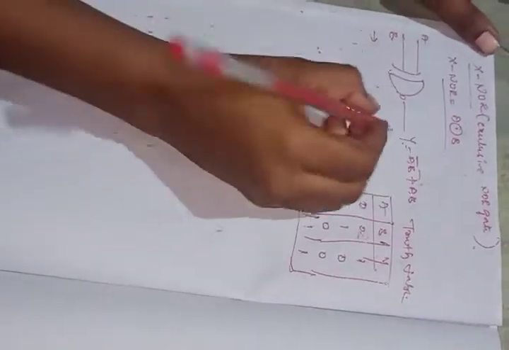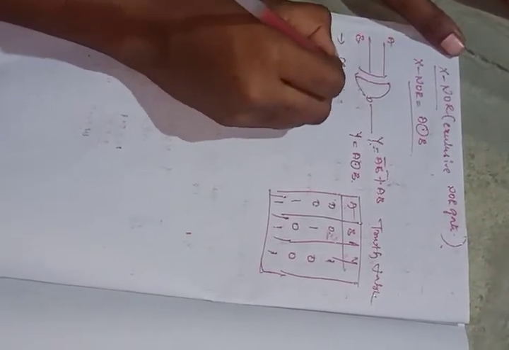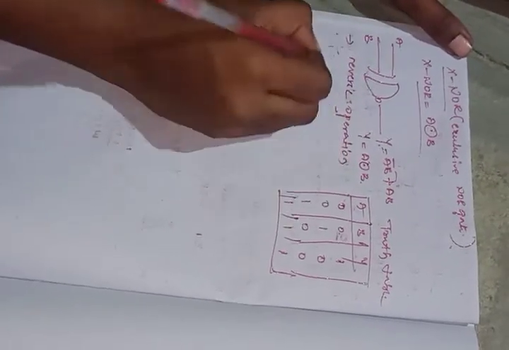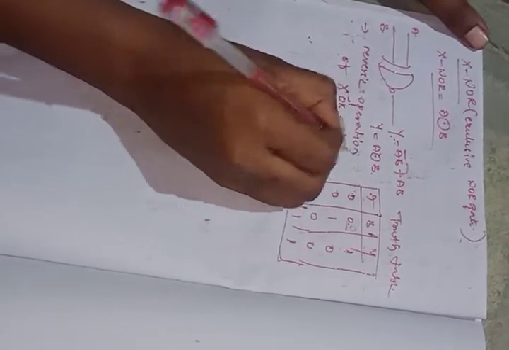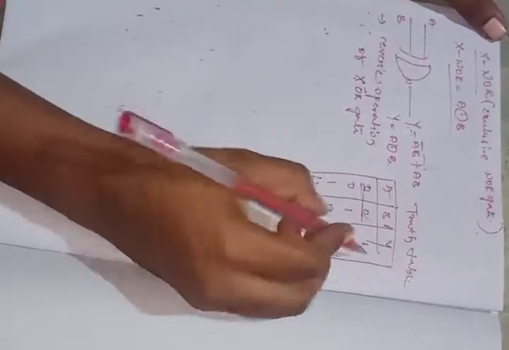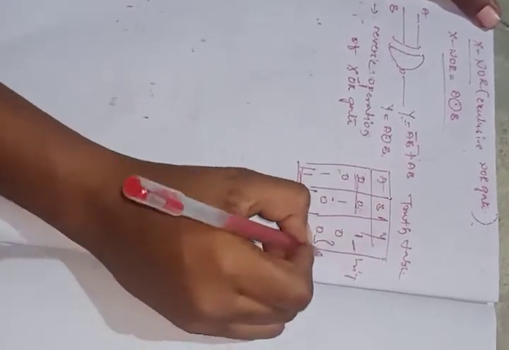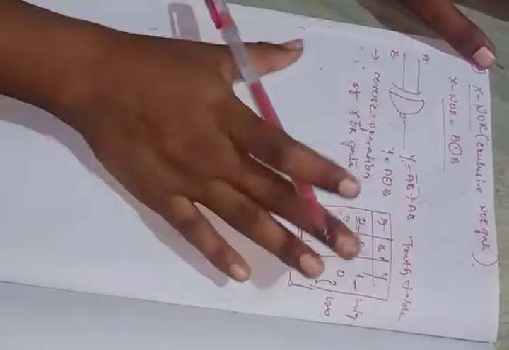And this exclusive NOR operation is the reverse operation of the XOR gate. If the inputs are same, then the output is high. If the inputs are different, output is low. So this is the total about special gates.